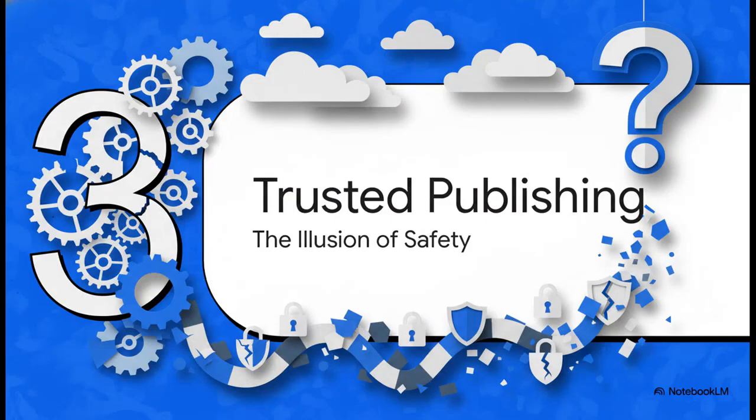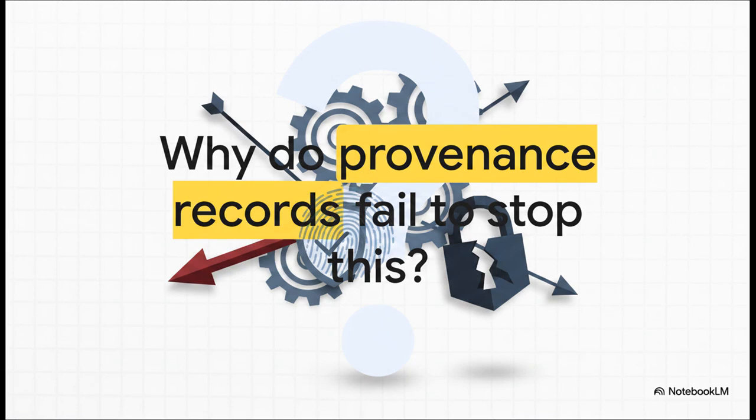Section 3. The trusted publishing illusion. Let's shift over to the CI/CD environment. Here is a provocative question for all the DevOps engineers out there. Why on earth do provenance records fail to stop this? We've been told over and over that trusted publishing and provenance guarantees that a package comes from a verified, clean source, right? So how are these attackers bypassing it so easily?